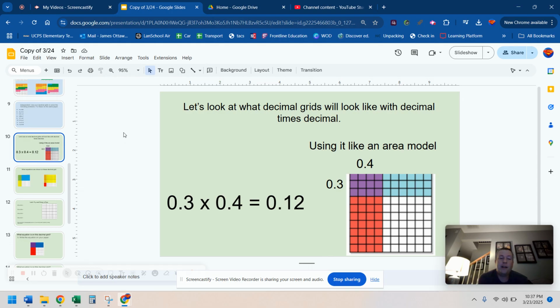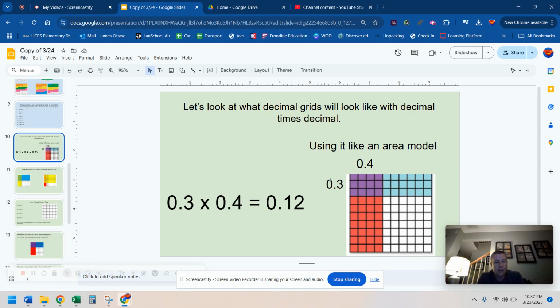So, this one, still using the decimal grid, so you're still going to turn this in, but this time we're going to be multiplying a decimal times another decimal. And it's going to look like a little area model. So there's already one set up here. This is 3/10 times 4/10.